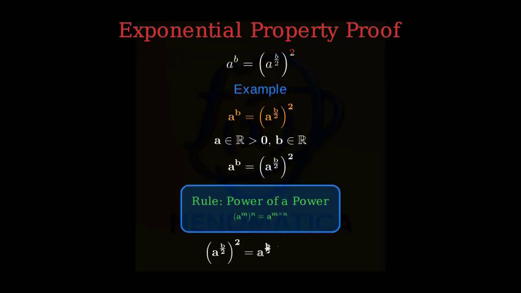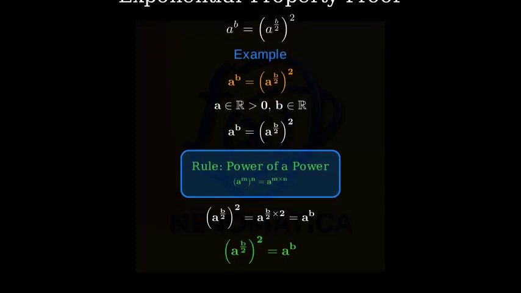When we square a raised to the power b over 2, we multiply the exponents. So, b over 2 times 2 equals b. Therefore, we have shown that the square of a raised to the power b over 2 equals a raised to the power b. This verifies our original theorem.